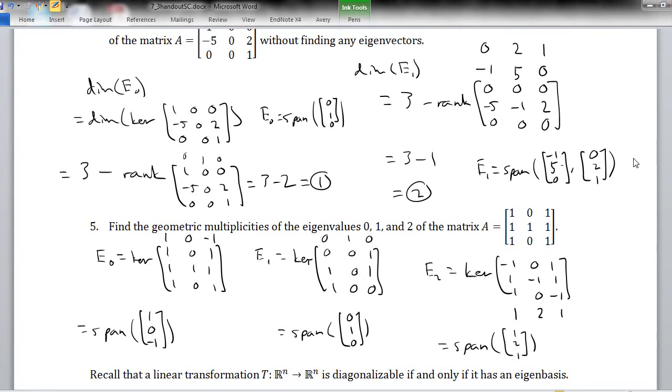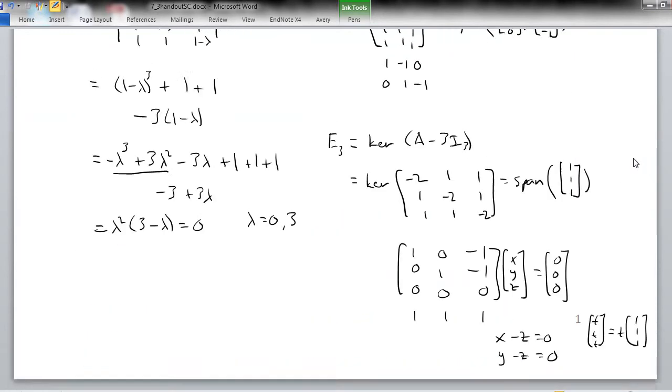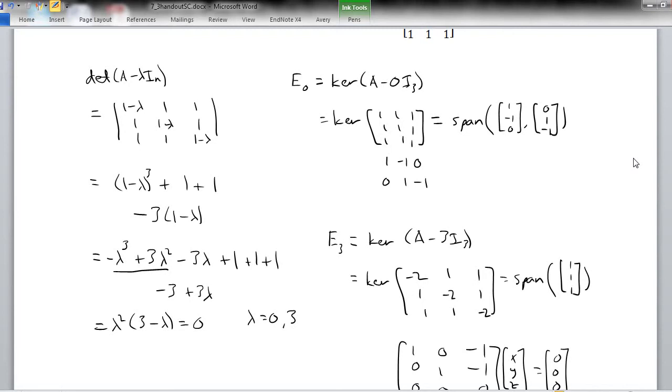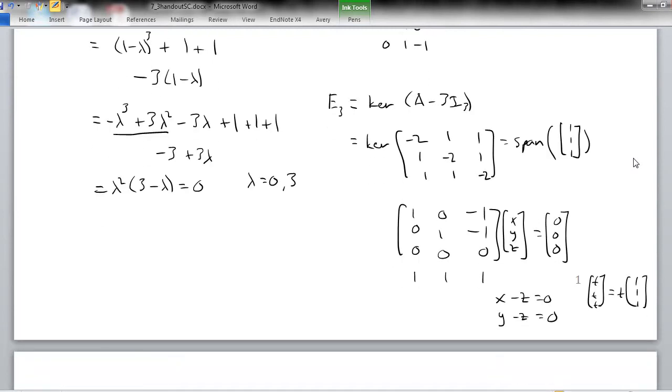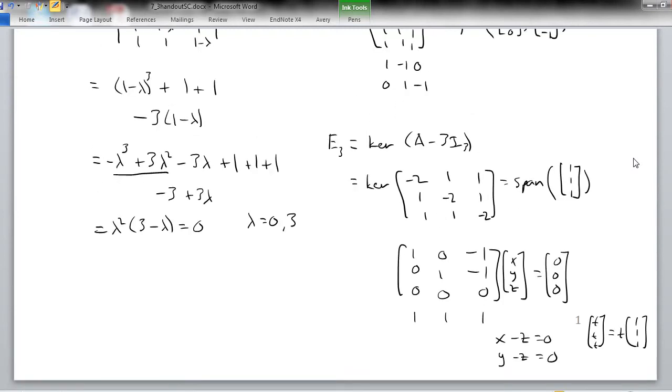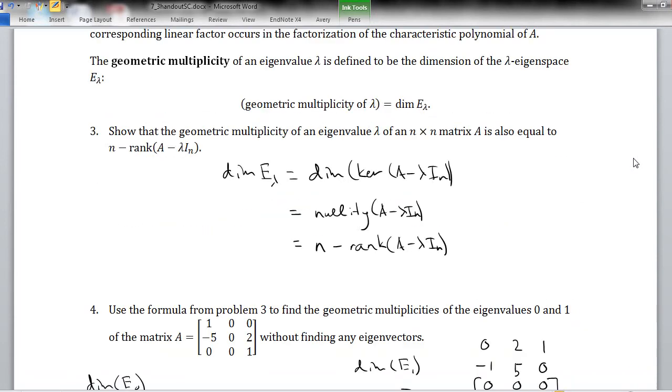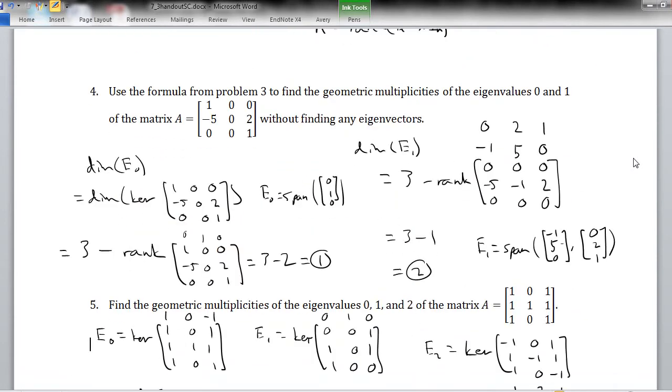By the way, I think I forgot to point it out, but did we have any examples yet that were not diagonalizable? No, I'm confused. Maybe all of them were. Okay.